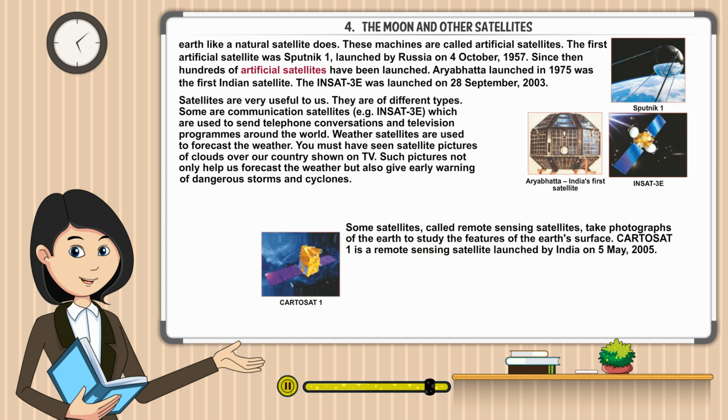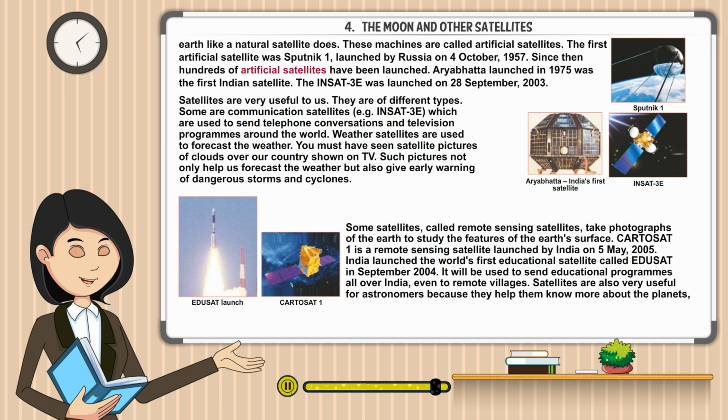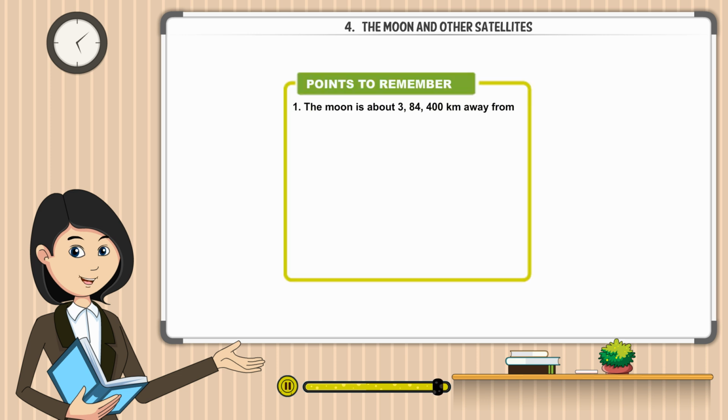Cartosat-1 is a remote sensing satellite launched by India on 5th May 2005. India launched the world's first educational satellite called EduSat in September 2004. It will be used to send educational programs all over India, even to remote villages. Satellites are also very useful for astronomers because they help them know more about the planets, stars, and other heavenly bodies.